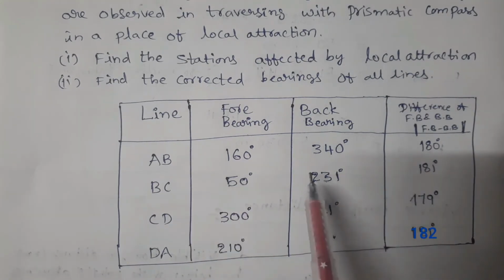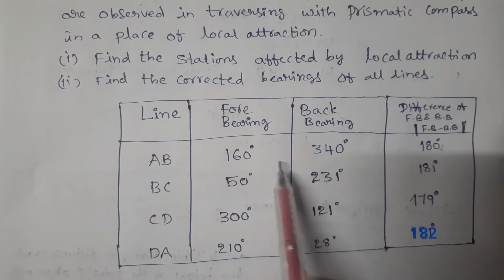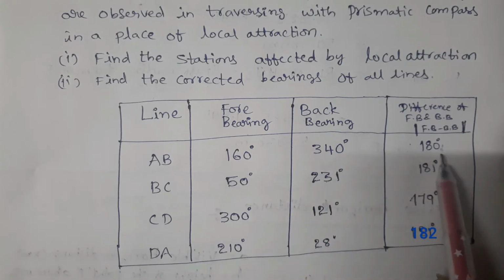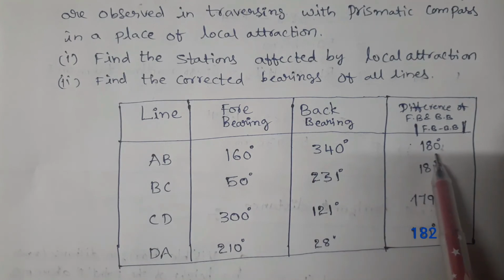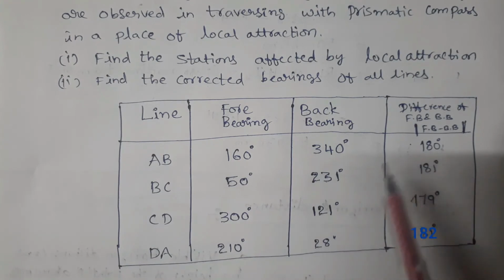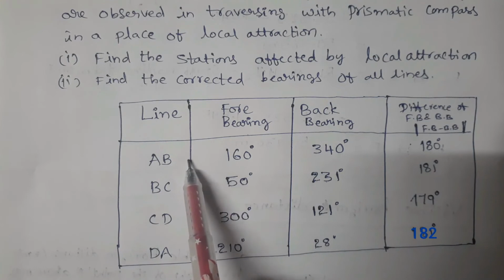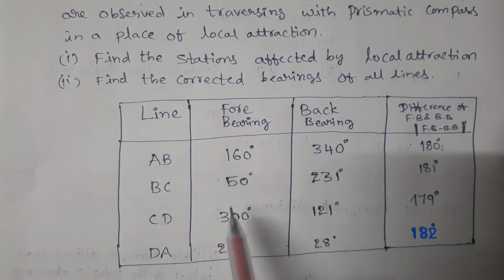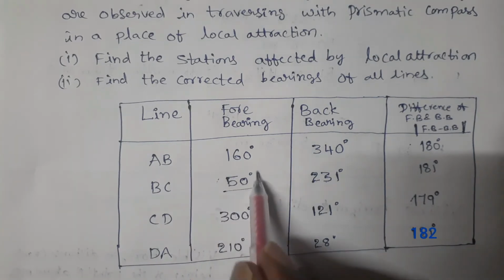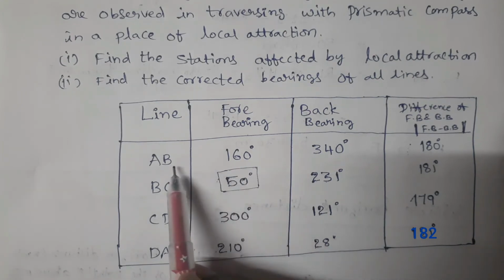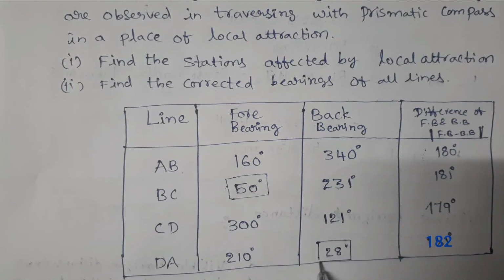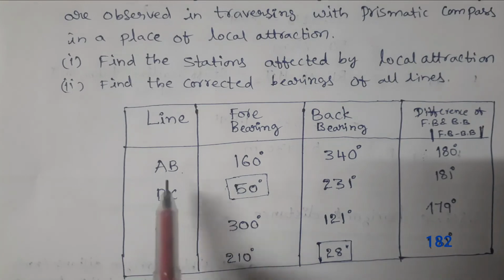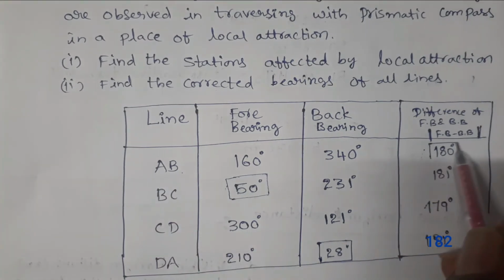Observing this, we can get an idea that the AB line forebearing and back bearing give a difference of 180 degrees. So this line is free from local attraction, and also the forebearing of the next line, that is 50, and the back bearing of the previous line, this value is also correct. So AB is free from local attraction.